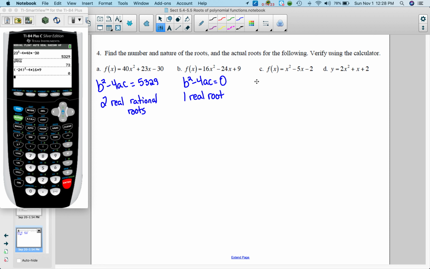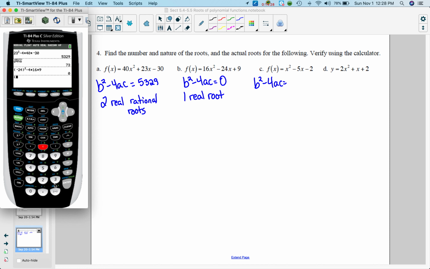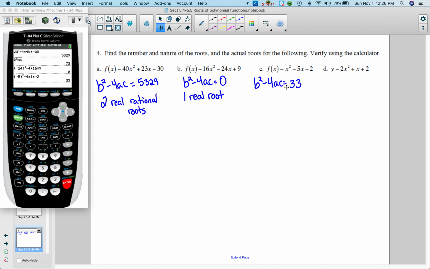Then on part C, b squared minus 4ac, we're going to take -5 squared, b squared, minus 4 times a, which is 1, times c, which is -2, and I get 33. So what does that mean? That means I have two real roots, but since 33 is not a perfect square, that means I'd have a square root still in my answer because they're not going to be rational.